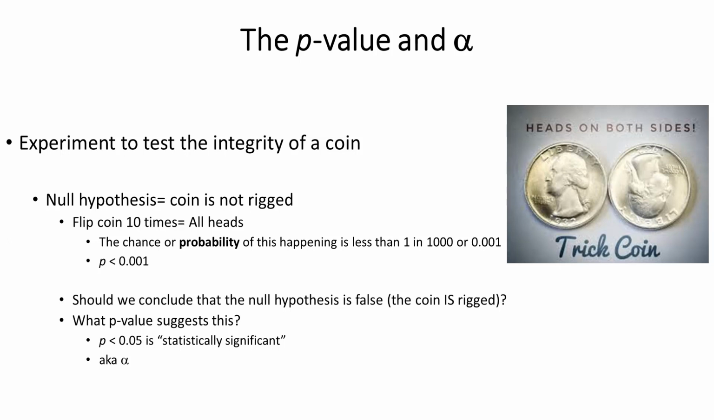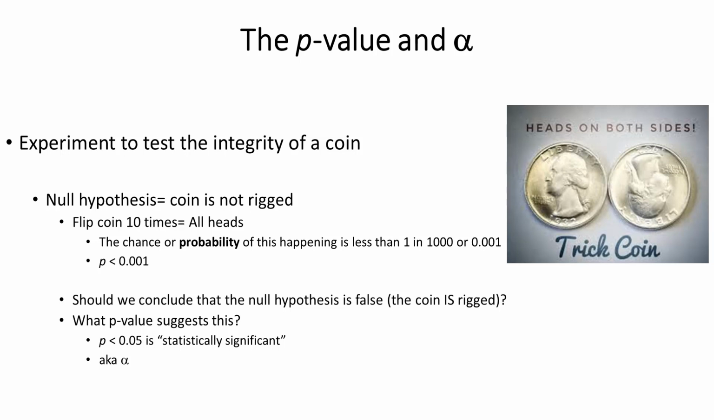Another term for something being statistically significant, which is p less than 0.05, is alpha. And alpha, by definition, is nothing more than where the researcher has set the level for statistical significance. And as I said, by convention, it's standardly p less than 0.05.